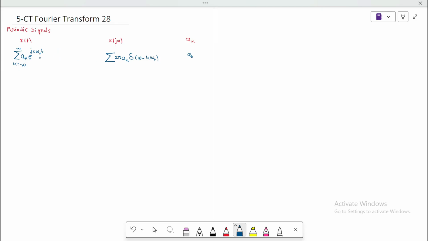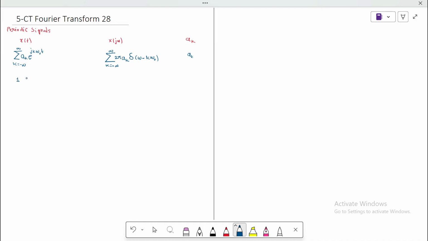So we know that omega naught equals 2 pi by T, capital T. Here also k goes from minus infinity to plus infinity. So this is the general Fourier transform for a periodic signal. Now the Fourier transform of delta of t equals 1, and 1 is a periodic signal.